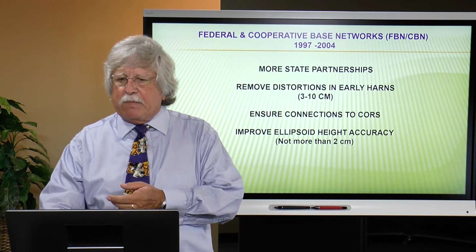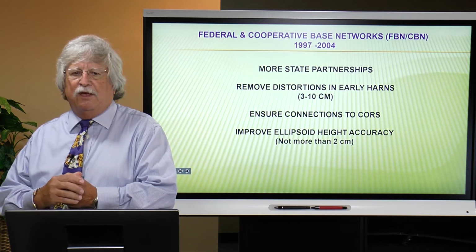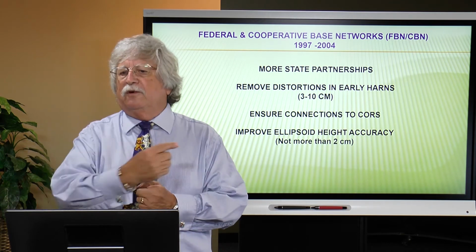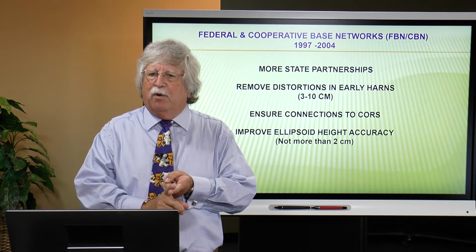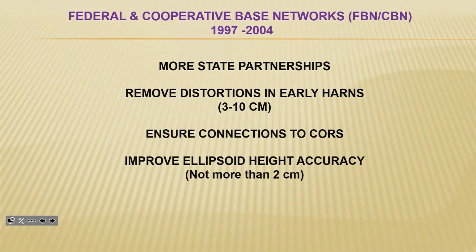So the National Geodetic Survey begins the process of re-observing the country one more time, and this will never happen again. Now they have more state partners, people that they can associate with to produce the HARNs, remove these earliest distortions of upwards of 10 centimeters, which were pretty phenomenal at that time. I mean, being able to measure 10 centimeters on a network accuracy with triangulation was unheard of.